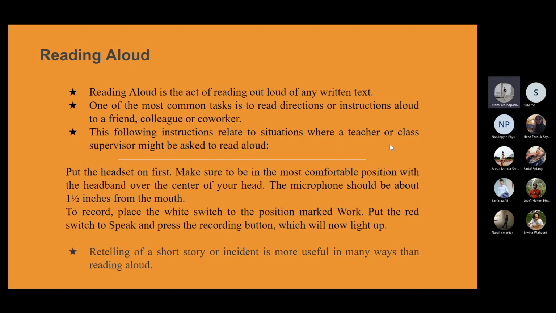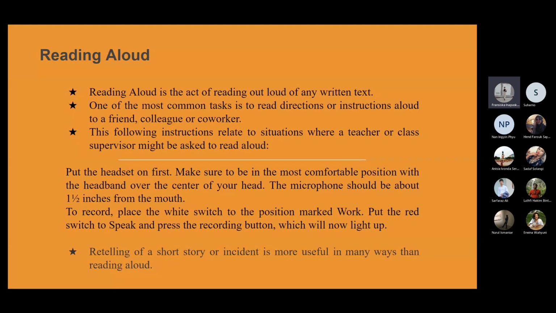In the next slide, it is reading aloud. In this type, this is about the way we test the students' reading ability, where we ask the person being tested to read aloud. Let's take a look at the first point. Reading aloud is the act of reading out loud of any written text.